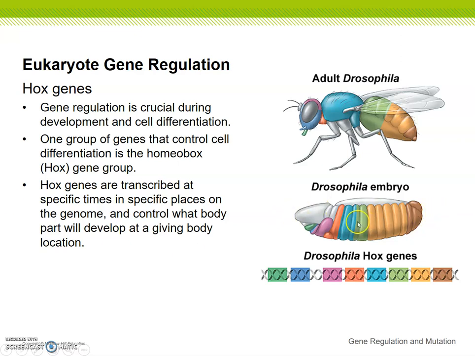This picture here shows kind of a color code. We have this embryo of a Drosophila, which is a fruit fly. This embryo is color coded. Well, if you look at the adult Drosophila or the adult fruit fly, the same colors as the bottom shows where the genes differentiate into very specific parts of the body. That's what Hox genes are, genes that control cell differentiation.